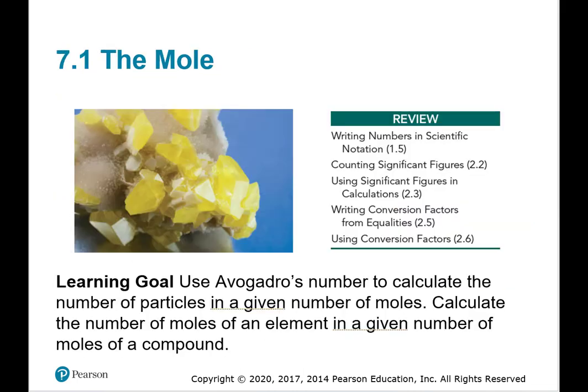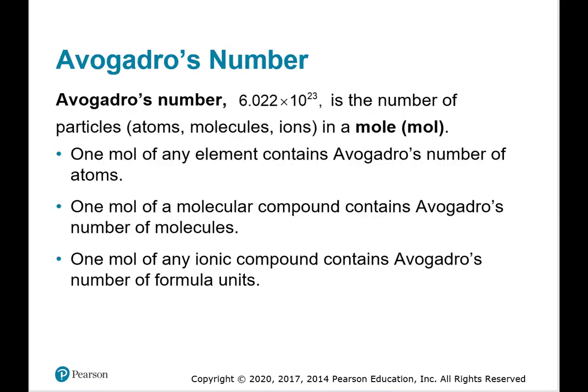We're starting off this chapter looking at the mole. You're going to be able to use Avogadro's number to calculate the number of particles in a given number of moles, and calculate the number of moles of an element in a given number of moles of a compound. Avogadro's number is 6.022 times 10 to the 23rd. That tells us how many particles, atoms, molecules, or ions are in 1 mole of a substance.